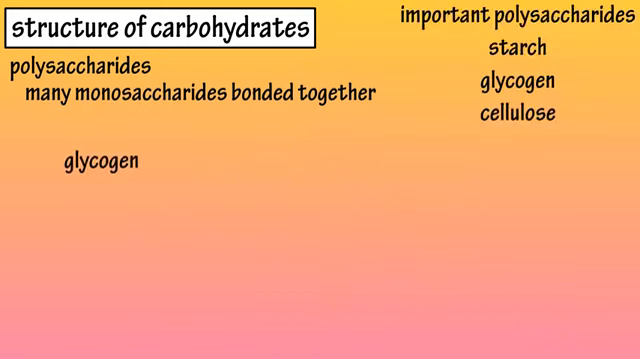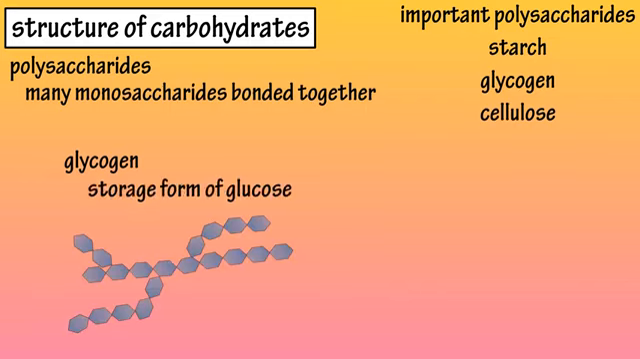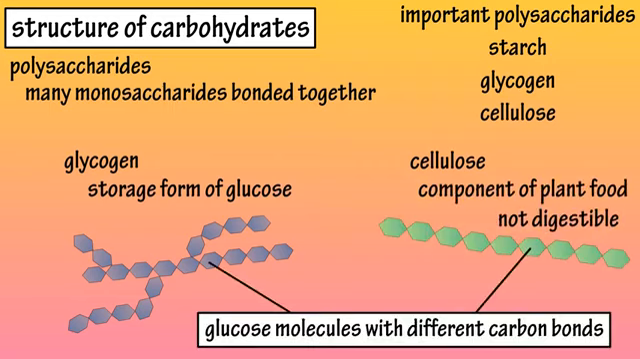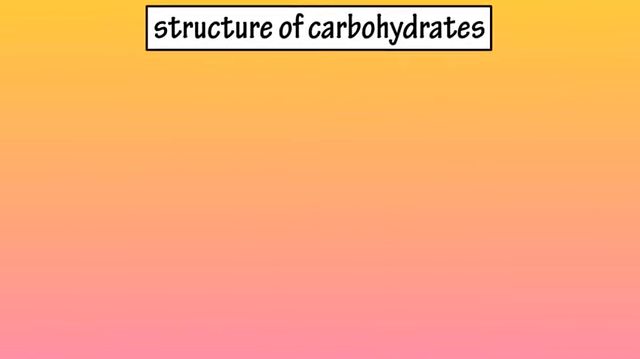Glycogen is not a dietary carbohydrate, as it is a storage form of glucose found in the muscles and liver, and cellulose is a component of plant food referred to as fiber. The human body cannot break the bonds of these molecules, so they're not digestible, but it has many benefits to overall health, which we will cover in another video. And that's the basics on the structure of carbohydrates.